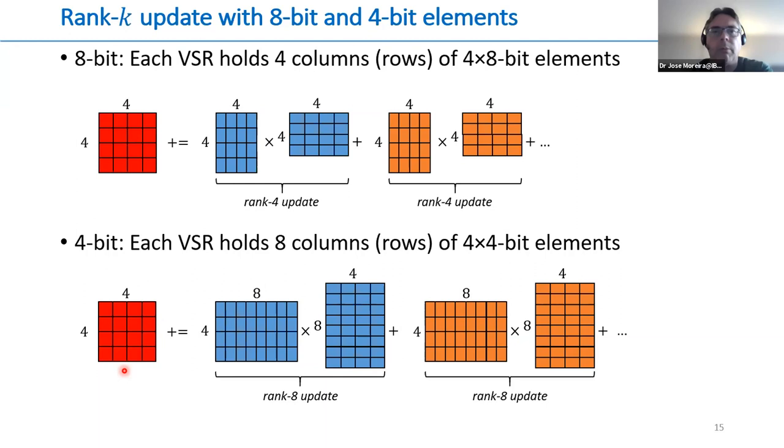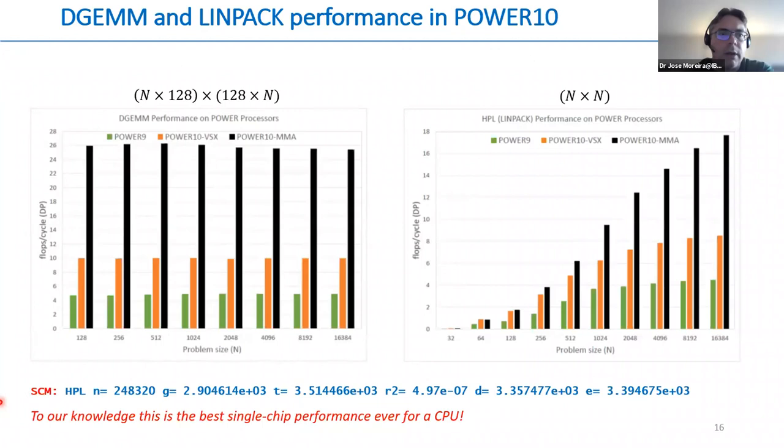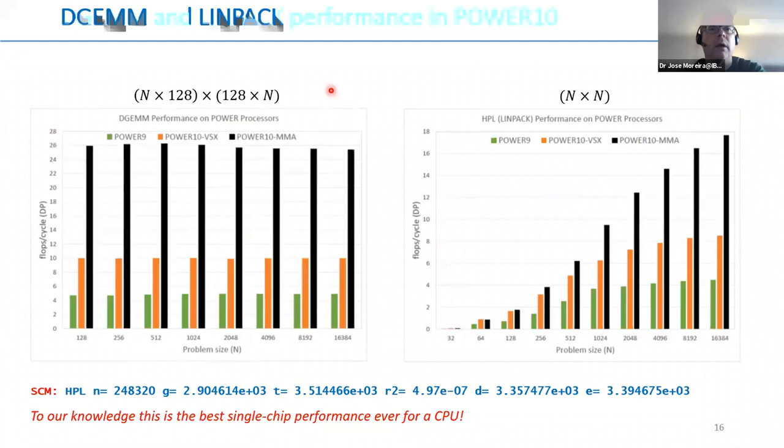I mentioned that we have also delivered the libraries that use this matrix unit. And for example, we have also run a DGEMM benchmark and LINPACK on POWER10 using the matrix unit. So what this graph shows is, for DGEMM, the improvements over POWER9. POWER9 is in green here. The orange is the POWER10 using only the vector unit.